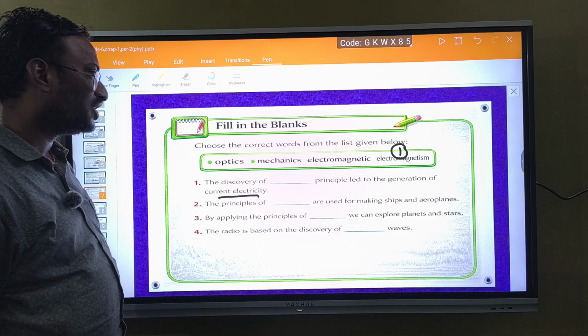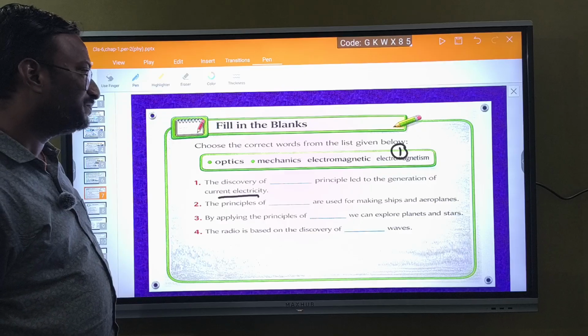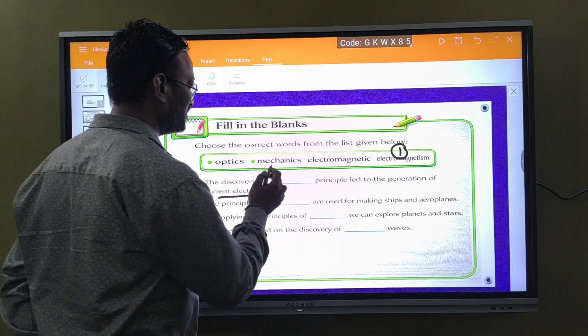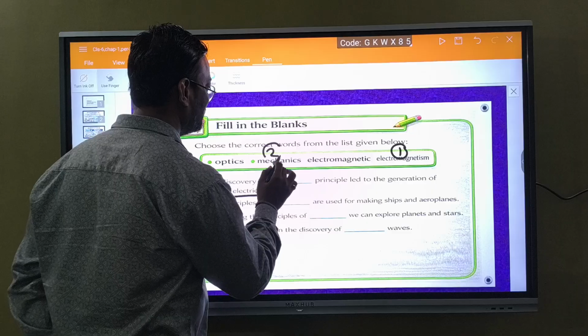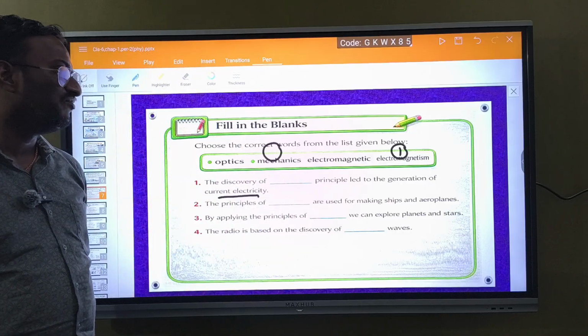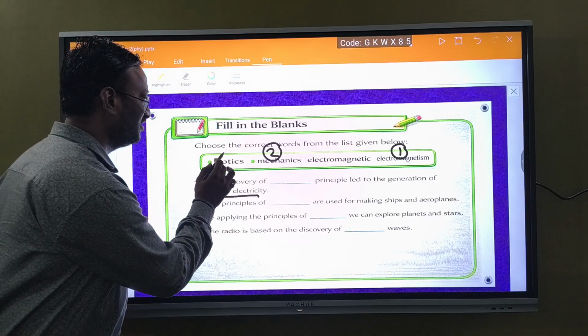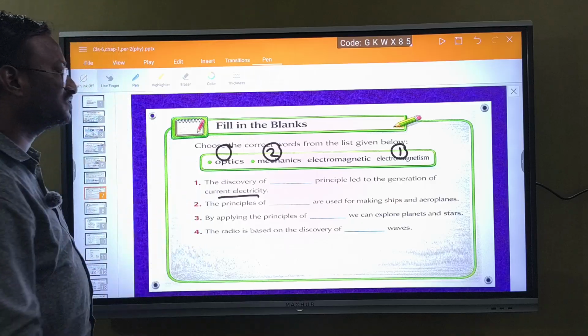The principle of dash is used for making ships and aeroplanes. In order to make ships and aeroplanes we have used the principle known as mechanics. This we have also covered. Next, by applying the principles of dash we can explore planets and stars. So that is optics, the concept of light.